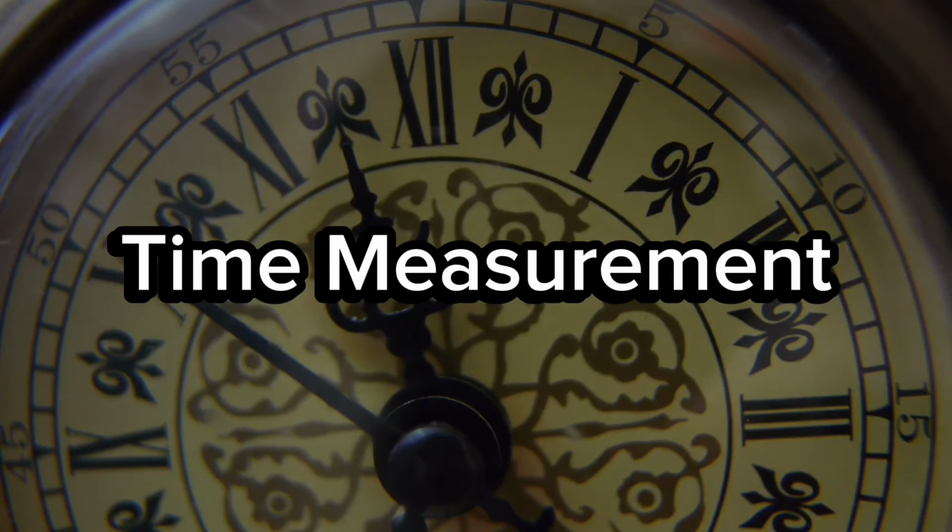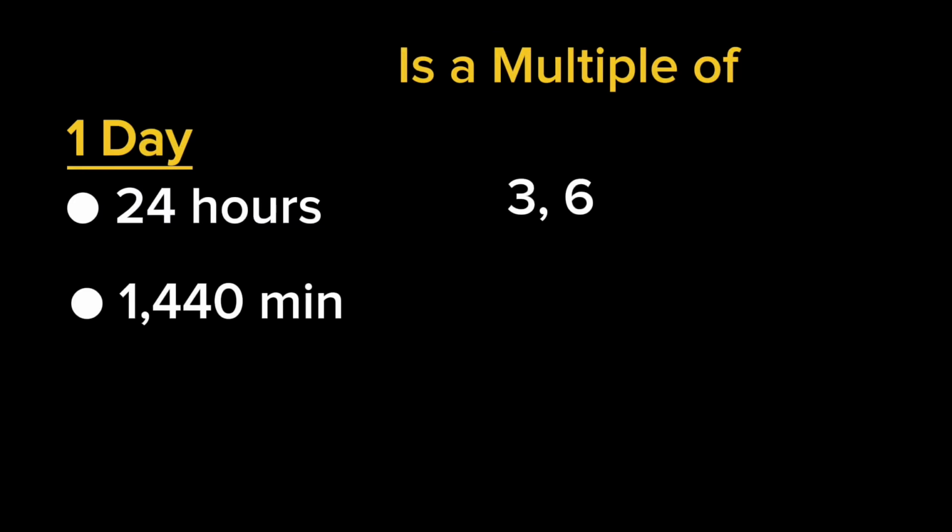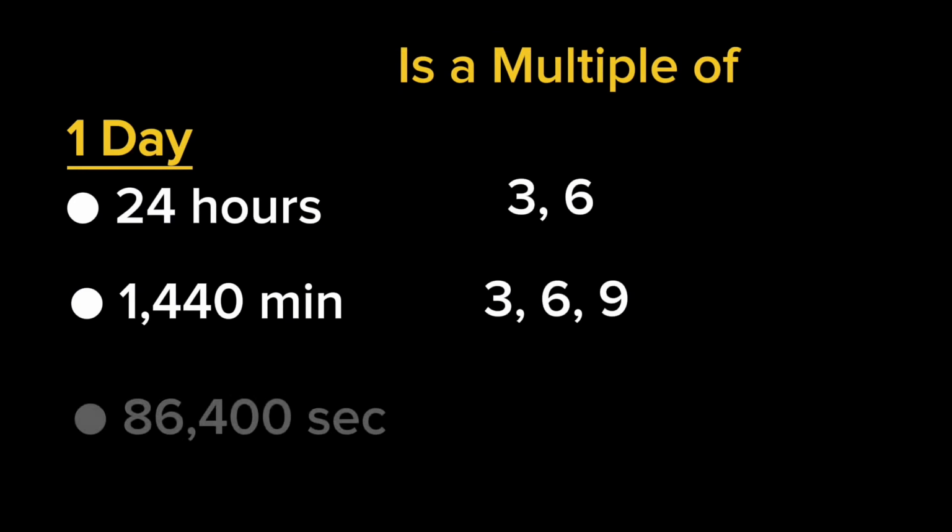Let's begin by looking at time measurement. In one day, there are 24 hours. 24 is a multiple of 3 and 6. There are 1,440 minutes in a day, which is a multiple of 3, 6, and 9. There's 86,400 seconds in one day, which is also a multiple of 3, 6, and 9.